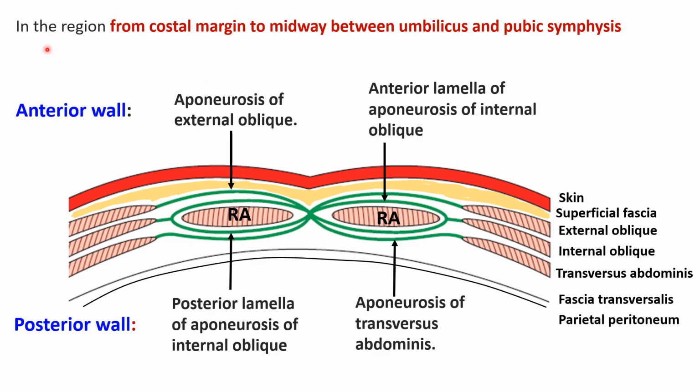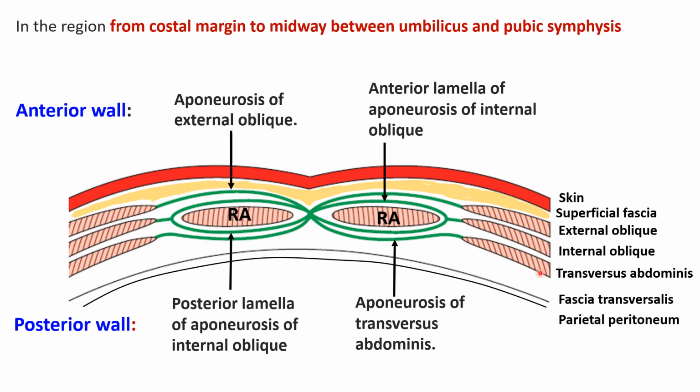Next, let us look at the formation of the rectus sheath in the region from the costal margin to midway between the umbilicus and pubic symphysis. So that is to a point which will be between the umbilicus and the pubic symphysis, right? So this is the middle part. Let us see here how the rectus sheath is formed. So we have here both the anterior wall as well as the posterior wall.